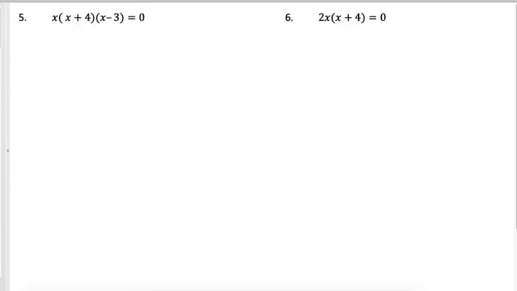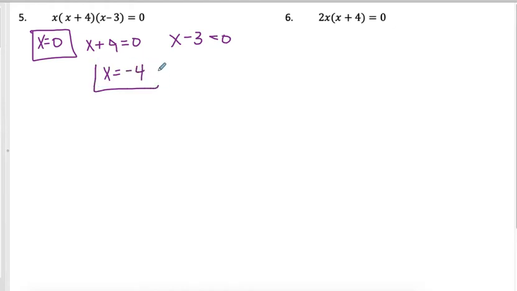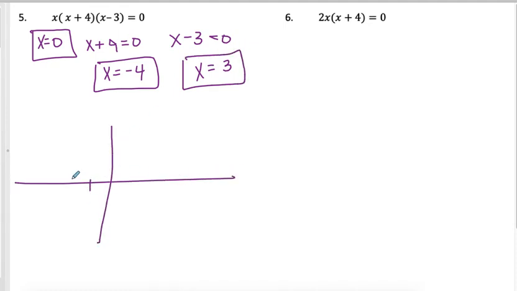All right, on number 5, now we have 1, 2, 3 pieces. So now I have 3 different pieces with x. We won't do a ton that have 3 pieces, but I wanted to show you one that looked like this. No solving there, x is already by itself. Subtract 4, here's our solution. Add 3, here's our solution. This is going to have solutions that look like this, at -4, at 0, and at +3.